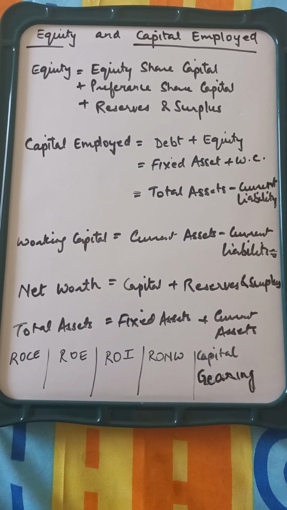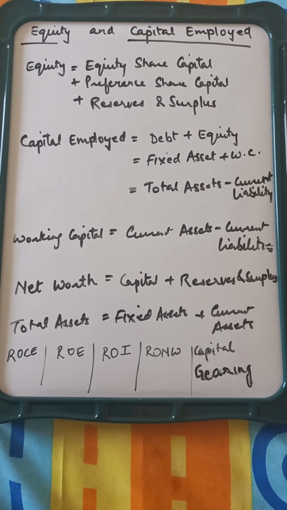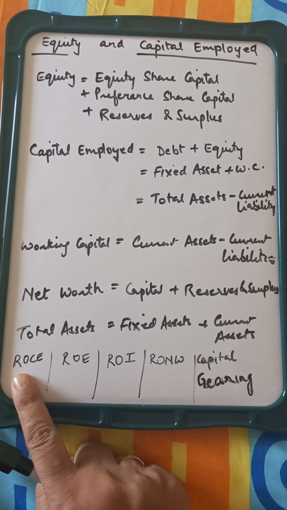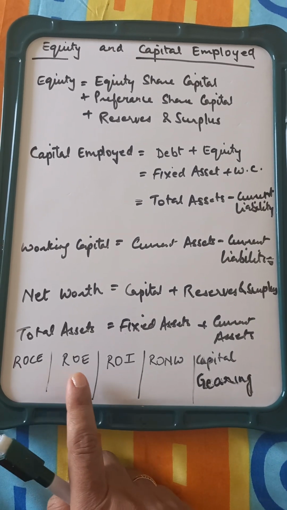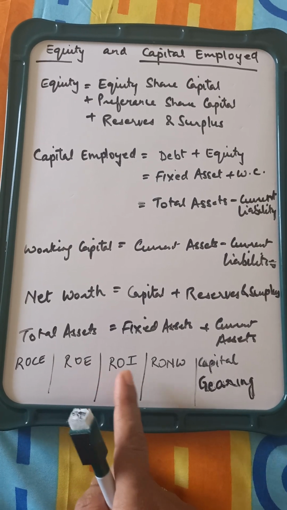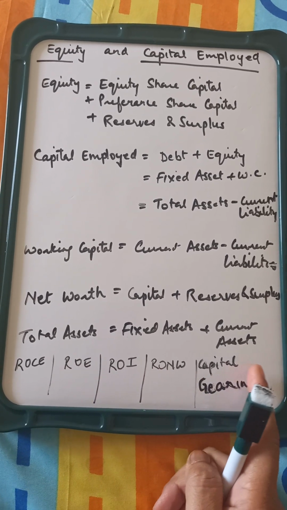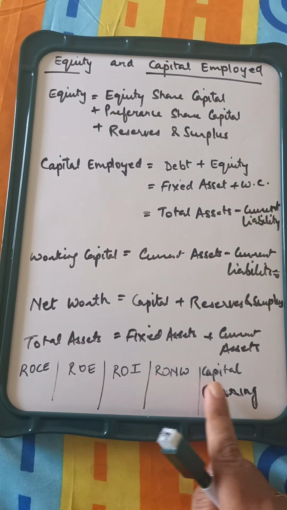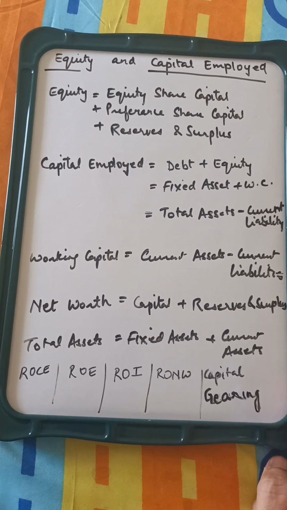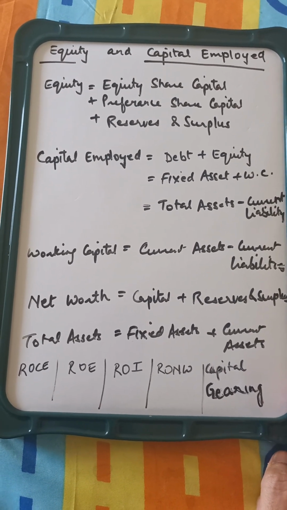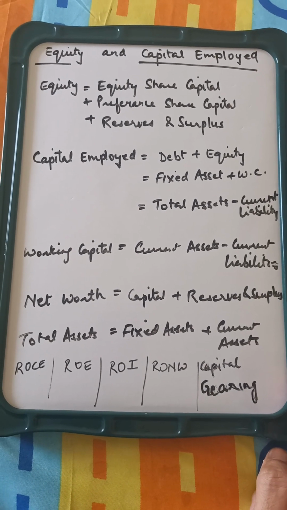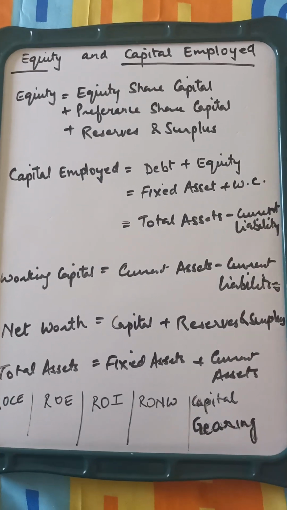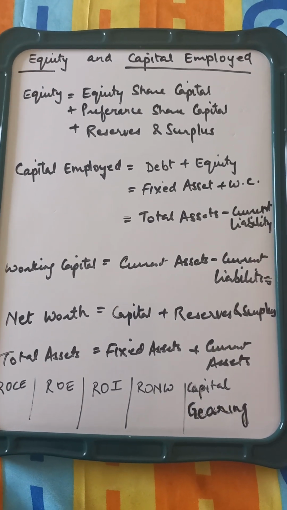to understand a lot of ratios under the ratio analysis of any balance sheet. The ratios that we are discussing further to this topic would be return on capital employed, return on equity, return on investment, return on net worth, and capital gearing ratios. These two terms will be used to understand all these kind of various ratios. But first, we need to understand what is equity and what is capital employed. Is there or is there not a difference between the two? And people commonly mistake the two as the same, which is not the case in reality.